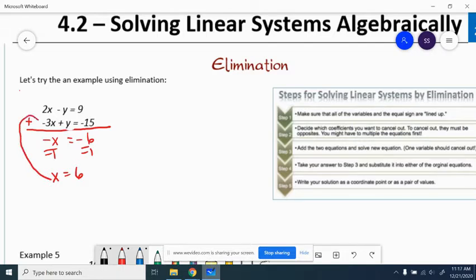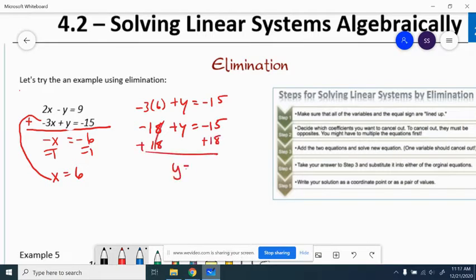And now I just go ahead and I plug my x back into one of the two equations. It doesn't matter which one. I'm going to go ahead and do the second one. Negative 3 times x, which is 6, plus y is equal to negative 15. And we just solve for y. So we get negative 18 plus y is equal to negative 15. Add 18 on both sides to get y by itself. And I'm left with y is equal to 3.